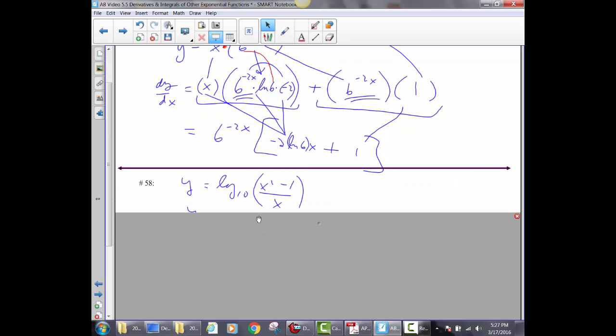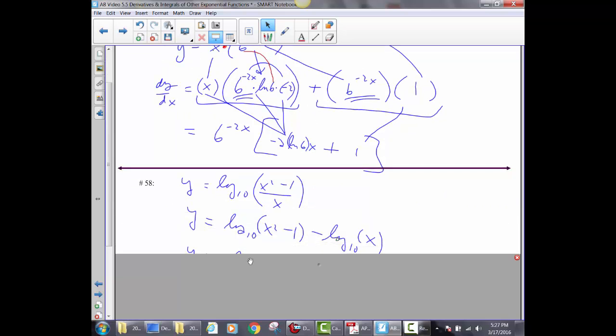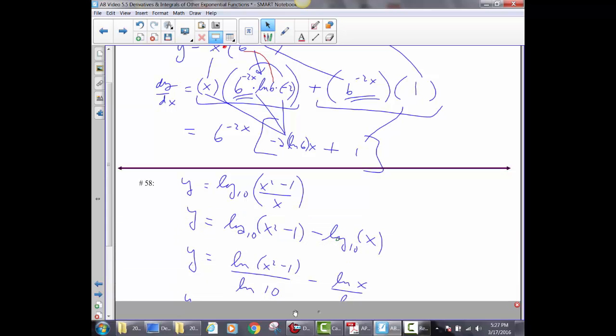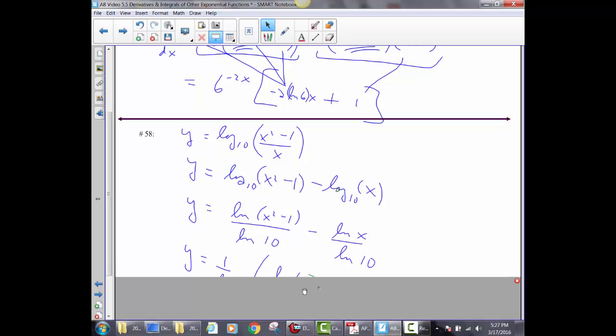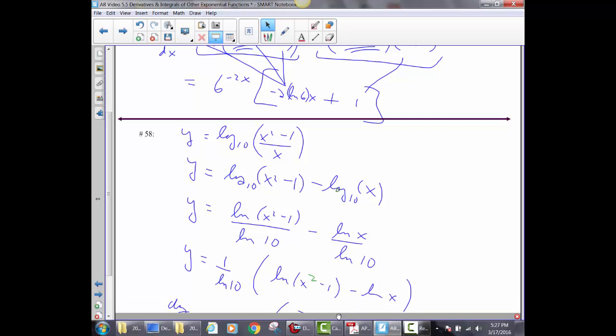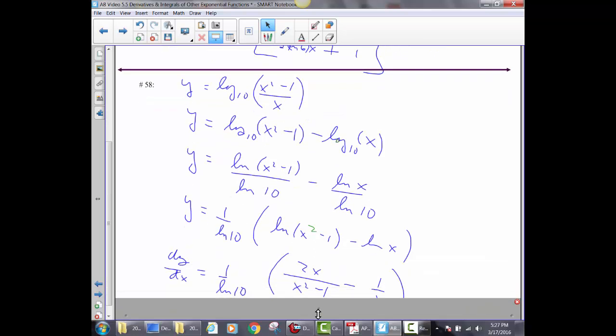Here is y equals log base 10 of (x squared minus 1) over x. One of the first things you can do is, you have the log of a quotient, so you can split it up into a difference. Personally, I would then do the change of base to get it into ln. So that's ln of the top over ln 10 minus ln of the bottom over ln 10. 1 over ln 10 is a common factor and it's a constant, so I pull that on the outside. I'm left with ln of (x squared minus 1) minus ln x.